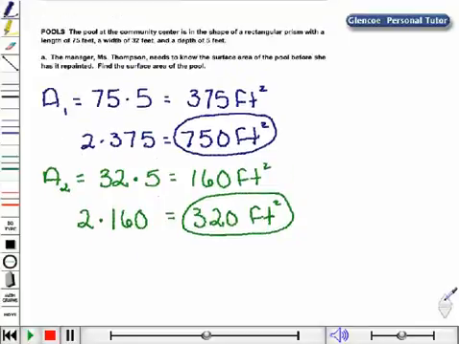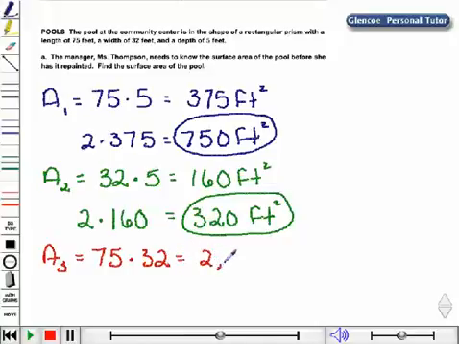And we have one more, and we'll call this area 3, which is the base of the pool, or the bottom of the pool. And that's going to be 75, which is the length, multiplied by the width, which is 32 feet. 75 times 32 is 2,400 square feet.